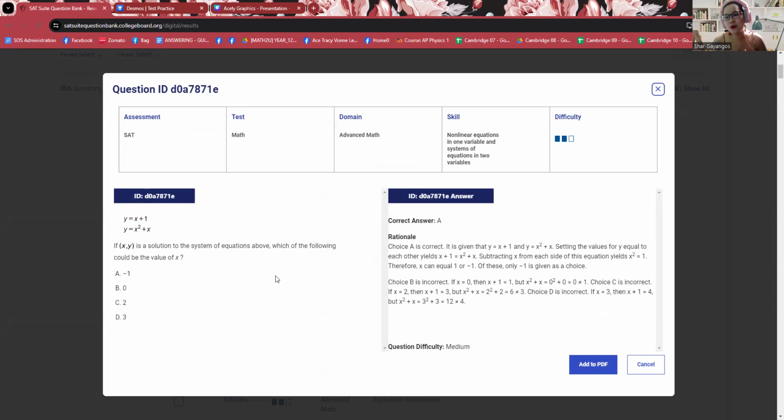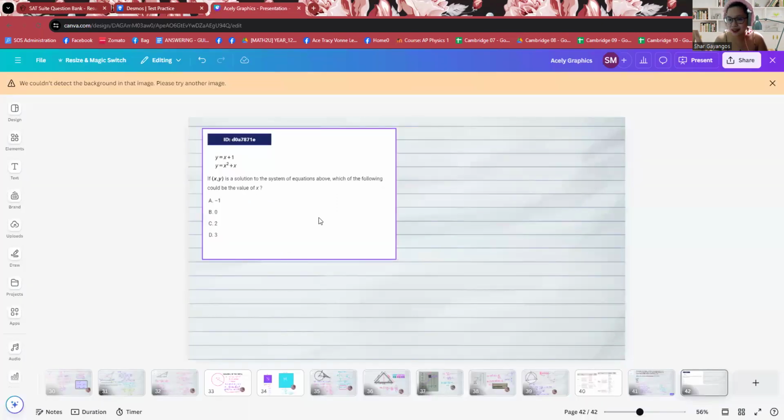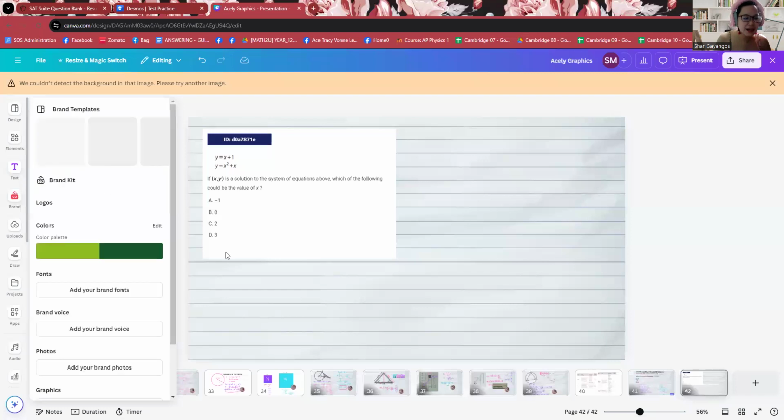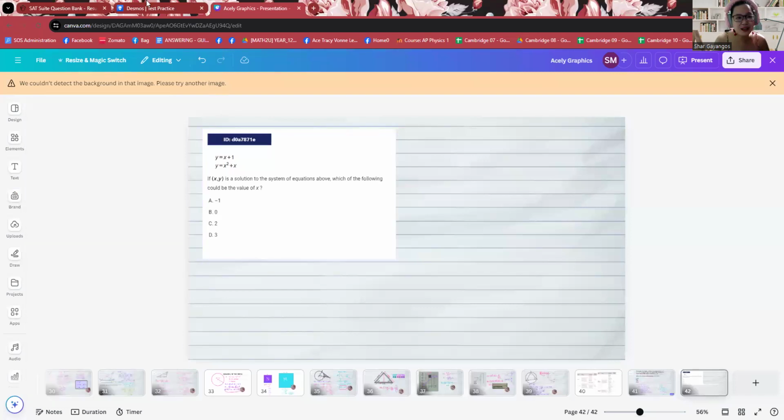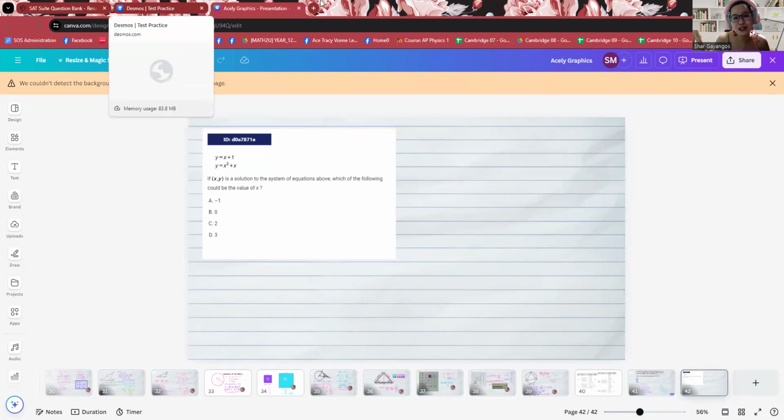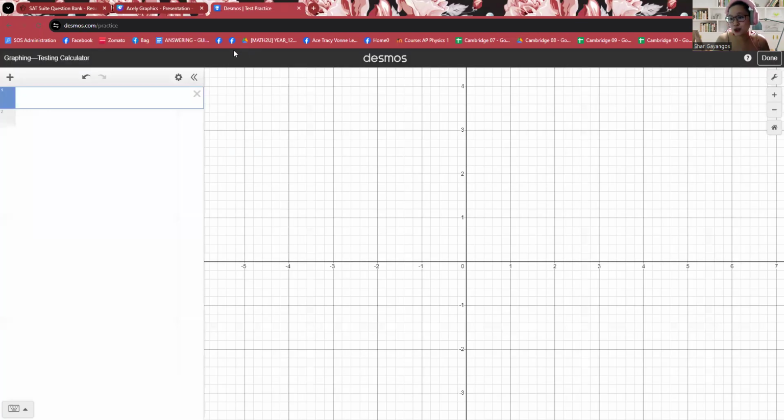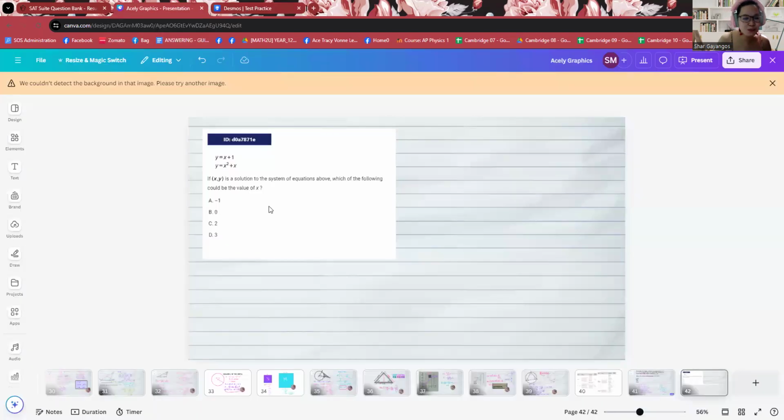This is an interesting problem because I wanted to show two ways to solve this. Number one, of course, algebraically. How do we solve systems of equations like this using what we know? And also, let me show you how to quickly solve this using Desmos, which will be available during the exam. So let's start with algebraically.